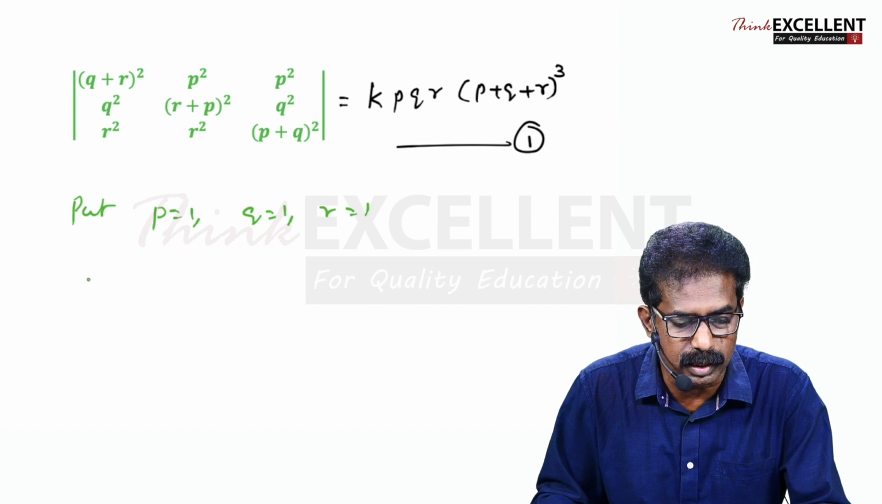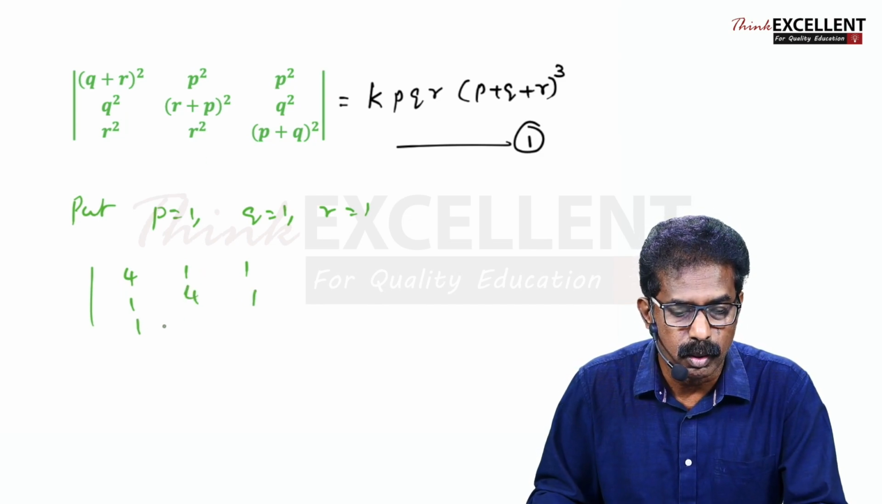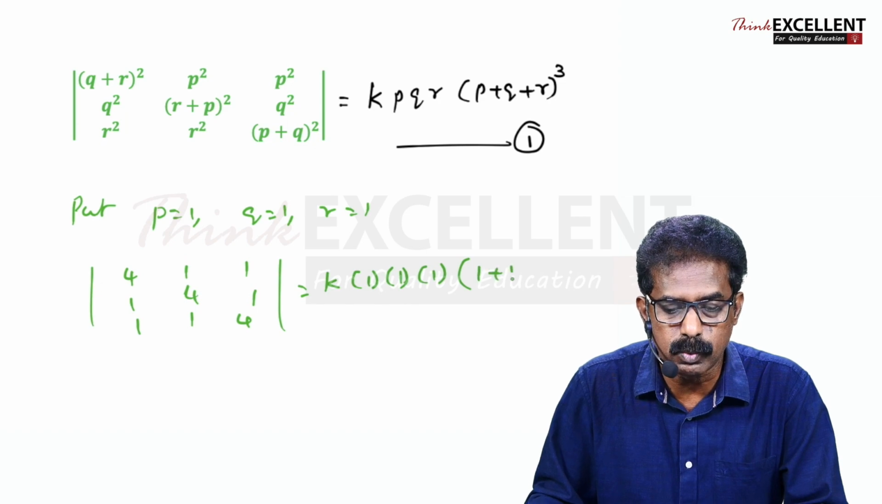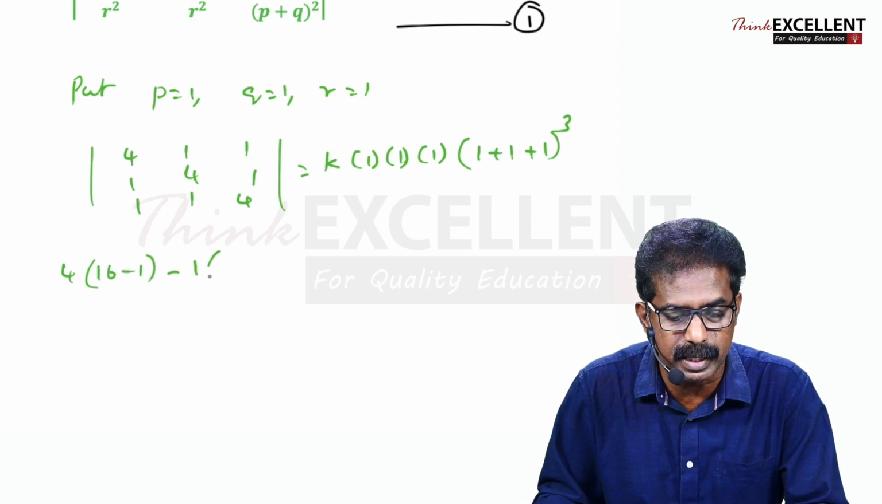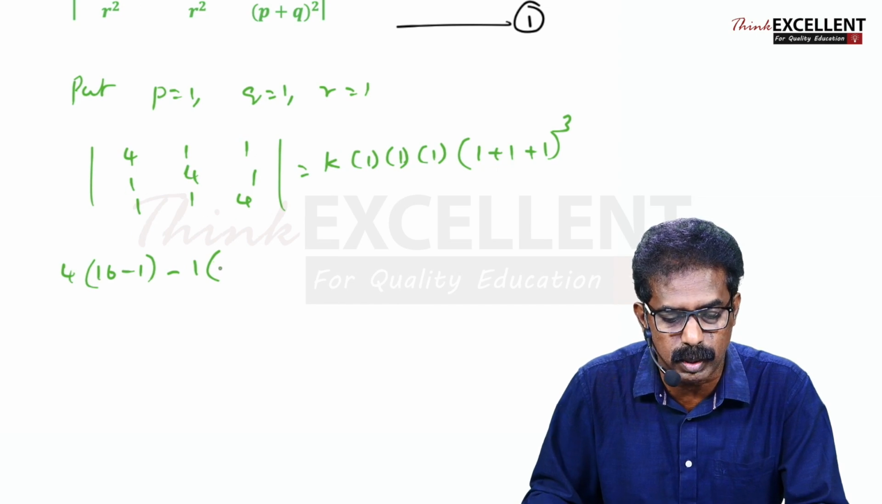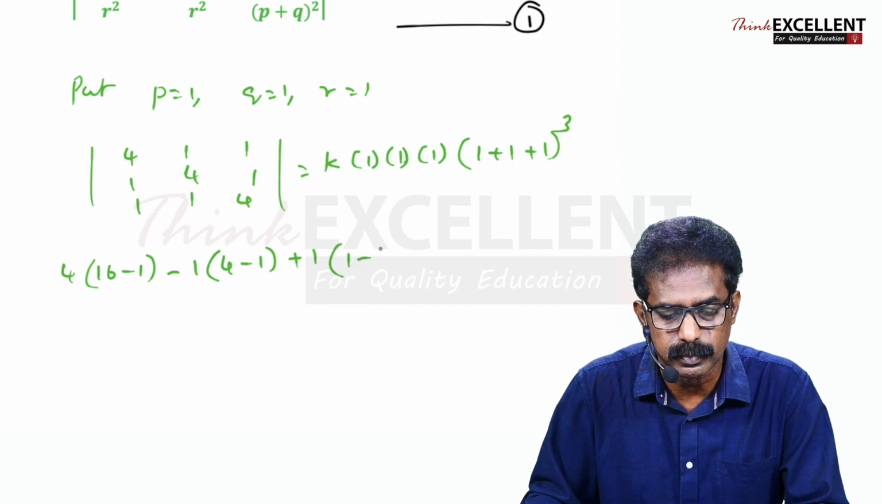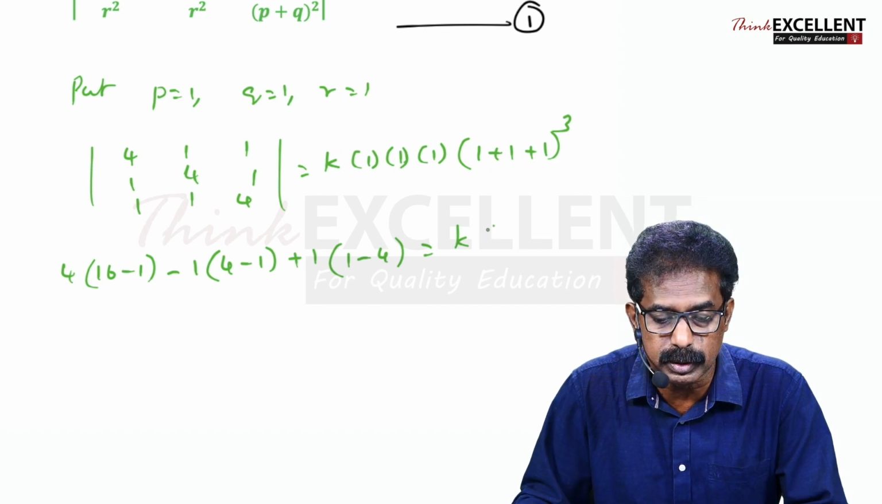So Q plus R, 1 plus 1, 2 square, 4, 1 square, 1 square, 1 square, R plus P, 1 plus 1, 2, 2 square, 4, 1, 1, 1, 4, equal to, right side simplify, k into 1 into 1 into 1. Here 1 plus 1 plus 1 the whole cube. So 4 into, simplify, leave the row and column, 4 fours are 16 minus 1. Take the second number minus 1 into that row and column, 4 minus 1 plus 1 into 1 minus 4. Right side is k into 1 into 1 into 1, leave it. 1 plus 1 plus 1, 3, 3 cube is 27.